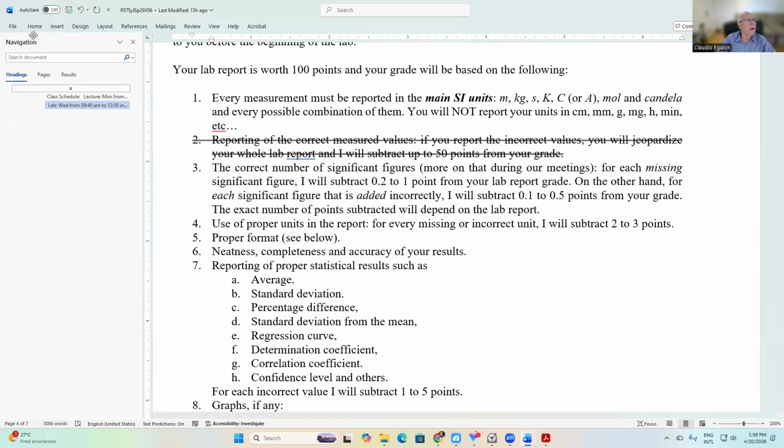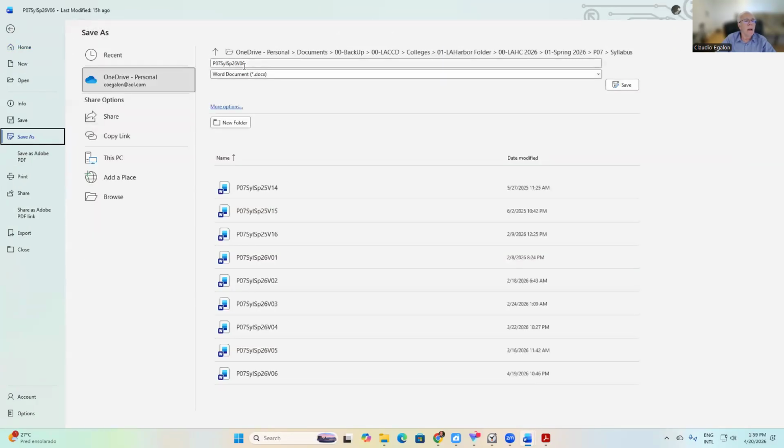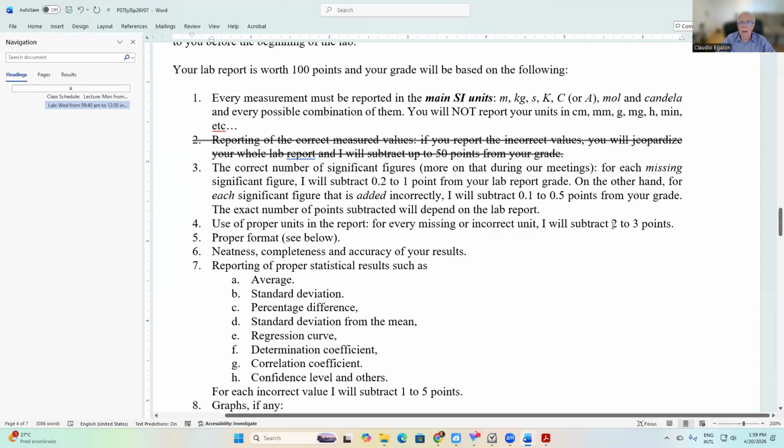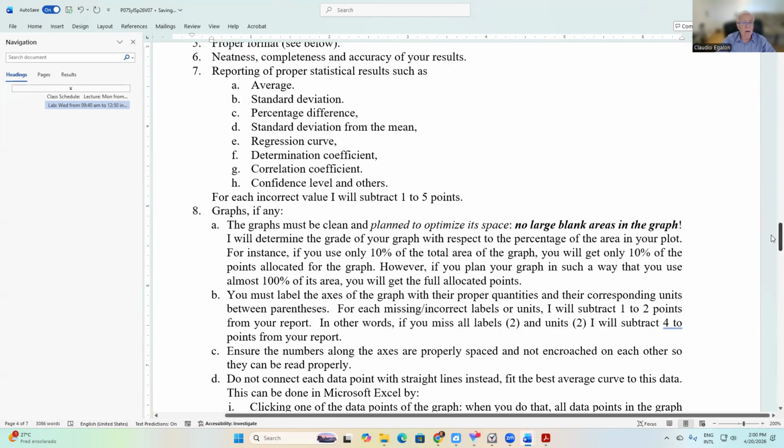1 to 3 points. Okay, proper format, neatness, completeness, and accuracy. Reporting of proper statistical results: average, standard deviation, percentage difference, right? For each incorrect value, I will subtract 1 to 5 points. Average, standard deviation, percentage difference, and so on, right? I will subtract 1 to 5 points.